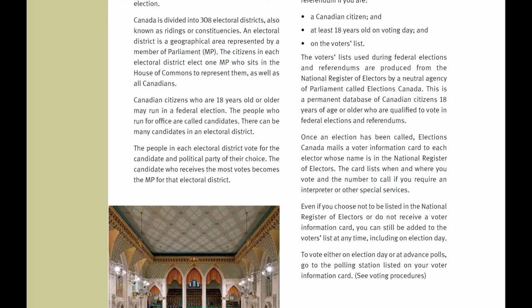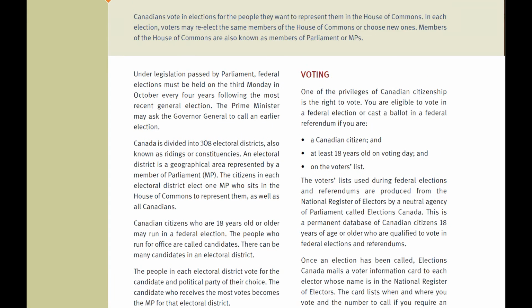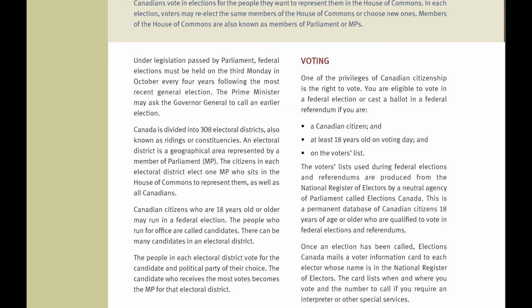Voting. One of the privileges of Canadian citizenship is the right to vote. You are eligible to vote in a federal election or cast a ballot in a federal referendum if you are a Canadian citizen and at least 18 years old on voting day and on the voters list.